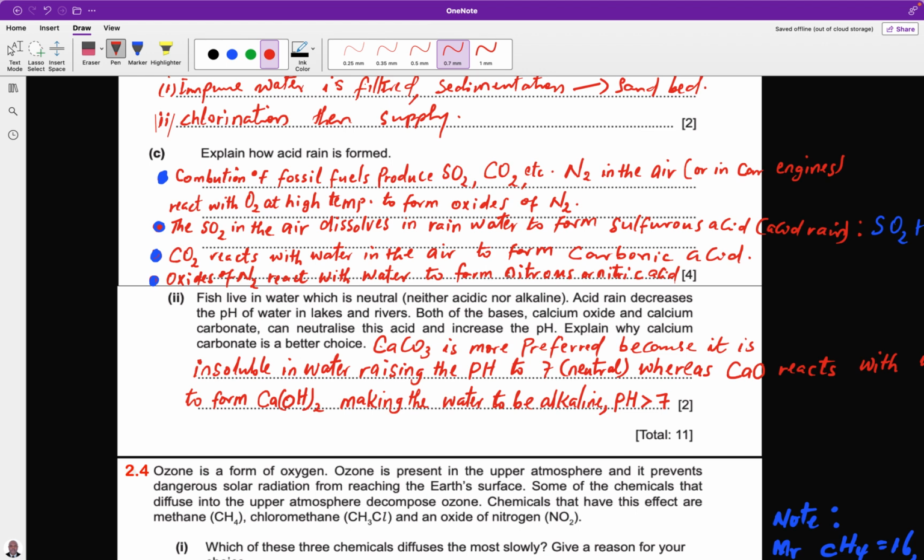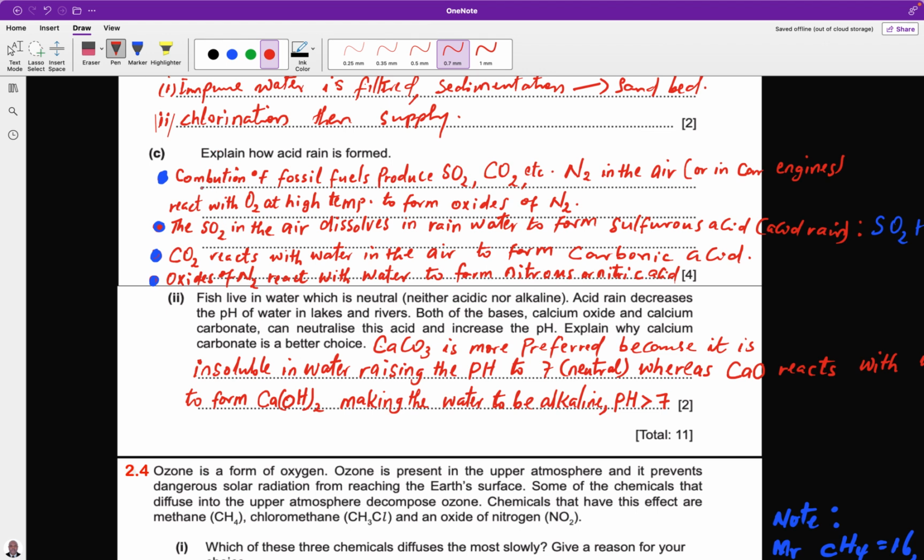So now, in this question, we have 4 marks. You need to write in detail. The first thing is, you need to show how the oxides are formed. Second, you need to show how these oxides will dissolve in water in the air to produce acid rain. So precisely, let's see how it goes here.